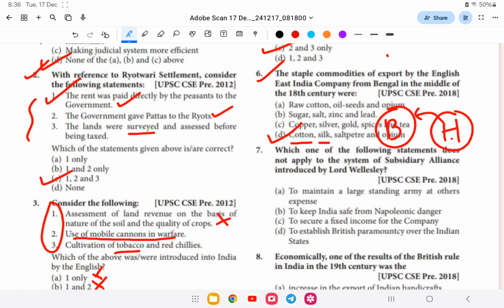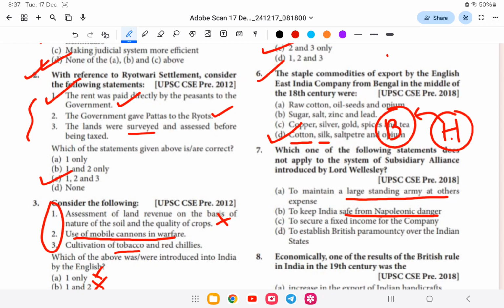First, to maintain a large standing army at others' expense. So option number A is correct. To keep India safe from Napoleonic danger. At that time, Napoleon was a big force under the French Empire. So this is also correct, A and B are correct.